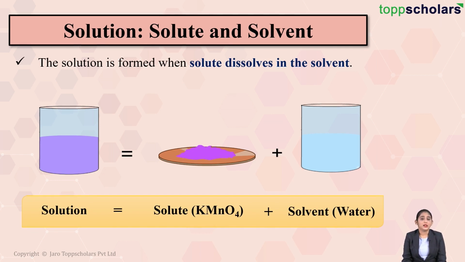Remember friends, a solution consists of two components, solute and the solvent. Solute is the component which is present in small proportion, whereas solvent is the component which is present in a large proportion. Remember this, solute is the minor component and solvent is the major component. So solution is made up of solute and solvent.